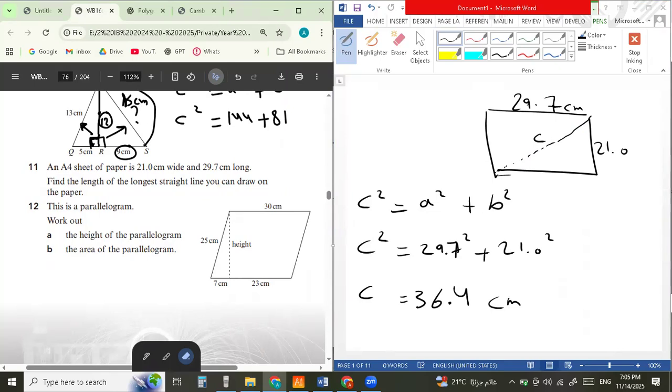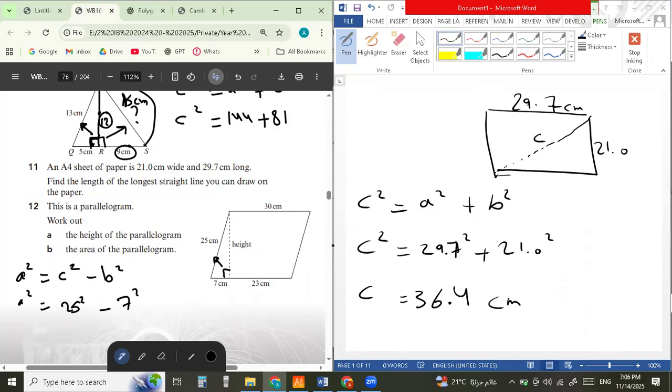This is a parallelogram. Work out the height of the parallelogram. Here is the height. So let's do it. Mister, I have this triangle. You see it? And it is a right-angled triangle. The hypotenuse is given. How can I find the height? Well, the hypotenuse is given, so A squared equals C squared minus B squared. A squared equals C squared, 25 squared, minus B squared, which is 7 squared.